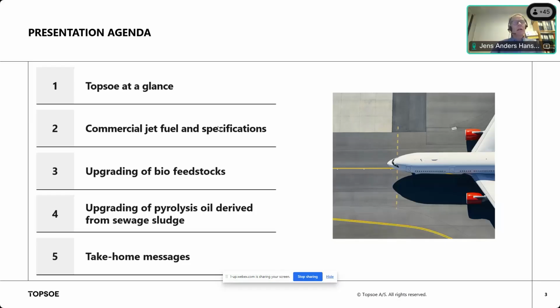Here is the outline of my presentation. I will say a few words about TOPSOE, then I will discuss commercial jet fuels and specifications for jet fuels, and then I will come to upgrading of biofuel. Then I will have some examples where I demonstrate how you can upgrade pyrolysis oil derived from sewage sludge to sustainable aviation fuel, and then a few take-home messages at the end.